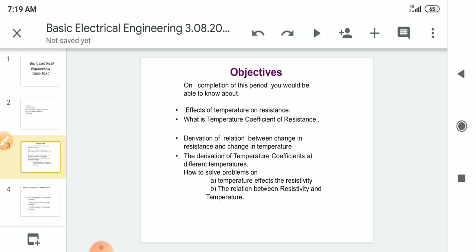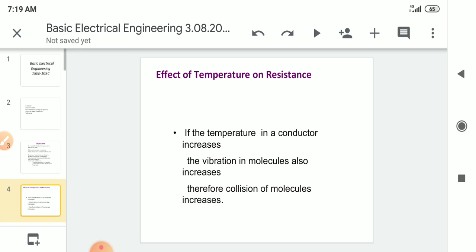In this video we are going to learn the effect of temperature on resistance, what is the temperature coefficient of resistance, the derivation of the relation between change in resistance and change in temperature, and some numerical problems. Let's see what is the effect of temperature on resistance.